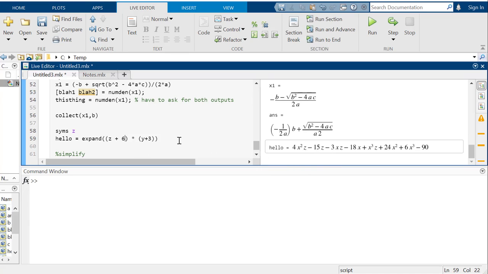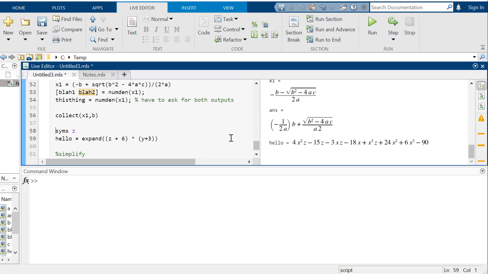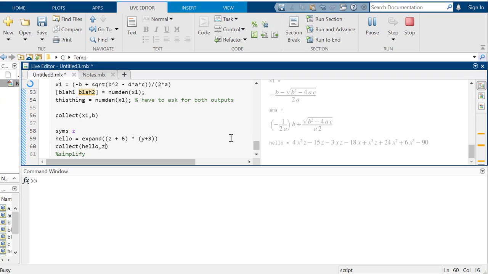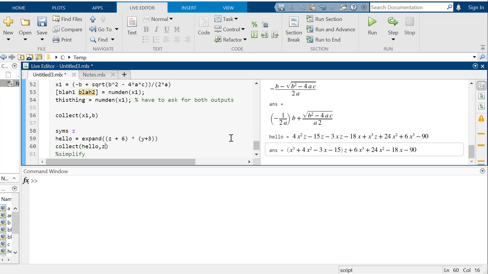Okay, so now what I can do is I'm going to collect the terms. For hello, I want to collect the Z terms together to see what that looks like. So see, now it's combining all the Z terms together. There's only a Z to the first. So it combines the Z to the first. That's the coefficient on Z to the first, and this is the coefficient on nothing.